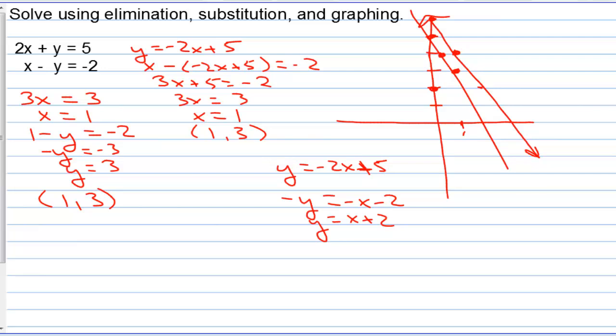Y-intercept of 5, down 2, right 1. This has a negative 2 as a slope. This has a y-intercept of 2, and up 1 over 1. There's 1, 3. Made that look easy, huh? I went up 6, and then I didn't go down 2. So anyway, graph the 2 lines, find the intersection.